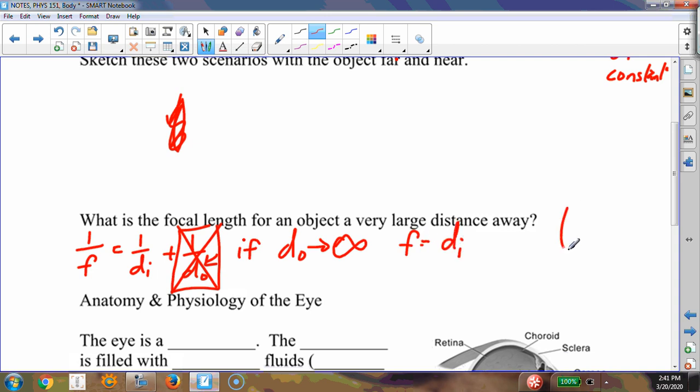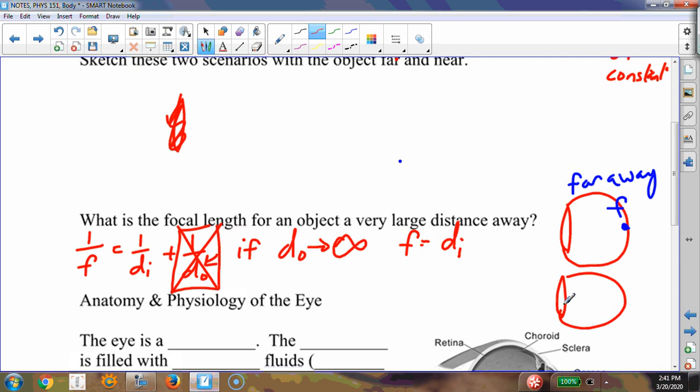So in the human eye, if I'm looking at something that's really far away, the focal length of this lens is going to be right there. That will be the focal length. That's for something that's far away. But if I'm looking at something that is nearby, then the focal length has to be right there. Okay, we'll get into that more as we see this chapter unfold in the A and P section.